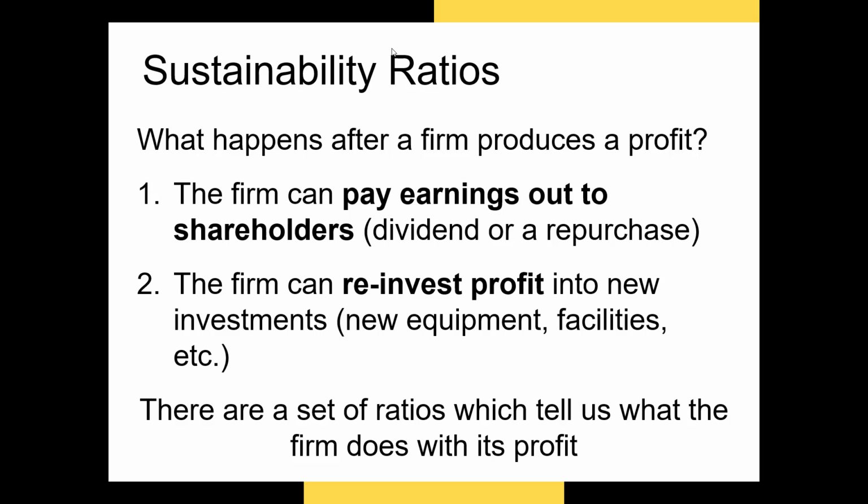Sustainability ratios, or payout ratios as they're sometimes known, tell us as investors what the firm does with its profits. Does it pay out those profits to shareholders, or does it reinvest those profits in new operations? Normally, a firm will use its net income to reinvest in new capital budgeting projects. It might also pay out that cash as a dividend to shareholders, or it might even repurchase outstanding shares to reduce the number of shares outstanding that it's going to have to pay dividends toward in the future.